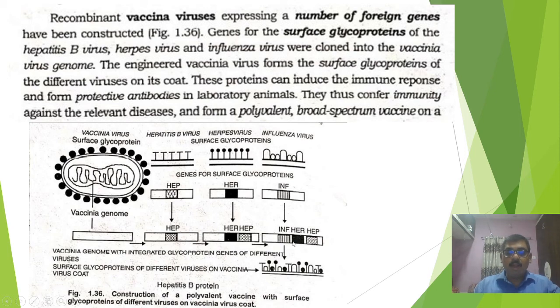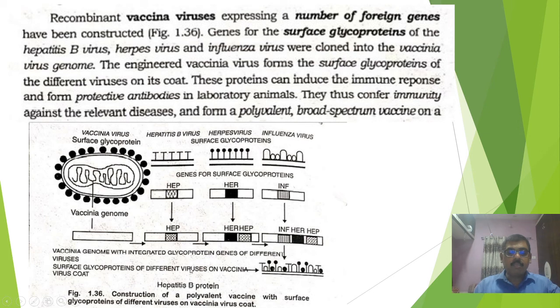After ligation, this vaccinia genome with integrated glycoprotein genes of different viruses is introduced into the vaccinia virus. The surface glycoproteins of the different viruses will appear on the vaccinia virus coat. This T-shaped one is the surface protein for hepatitis B virus, then this is for the influenza virus, then this is for the herpes virus, and this rounded small one is for the vaccinia virus.